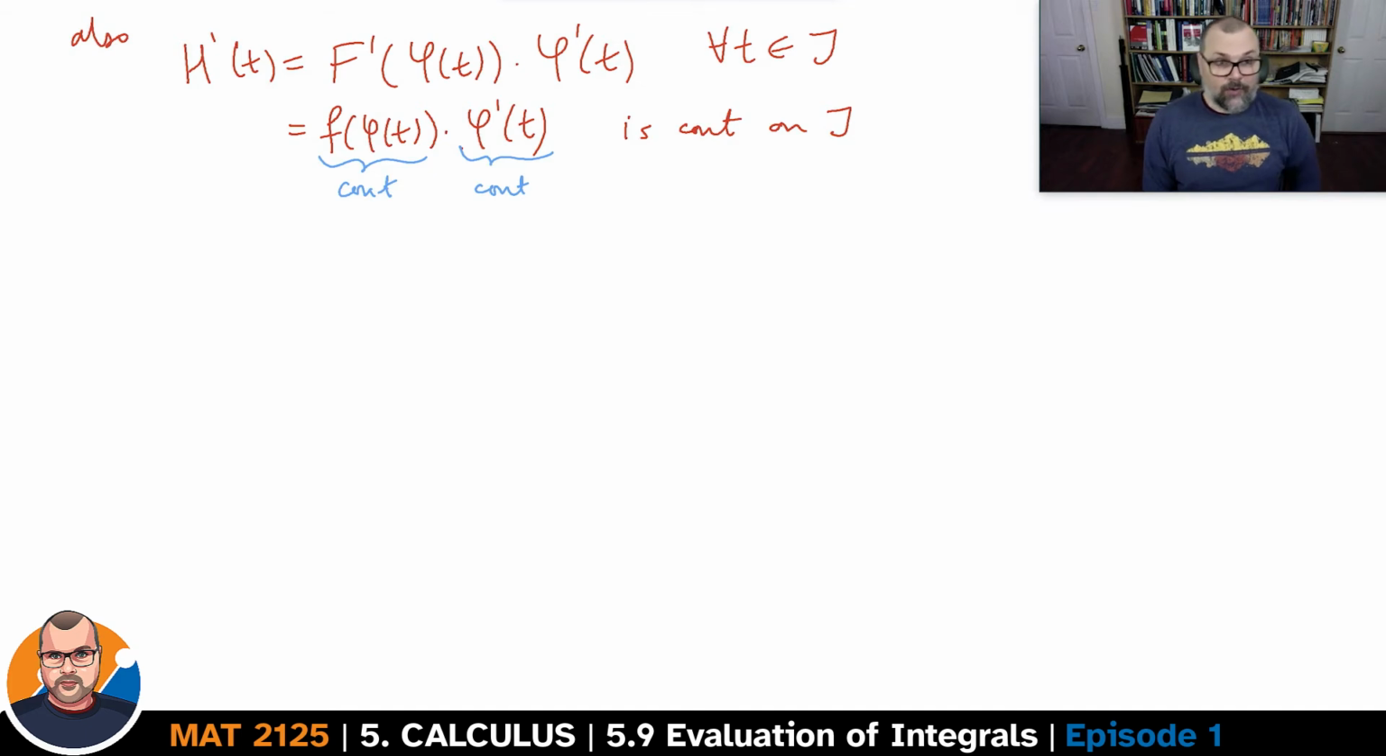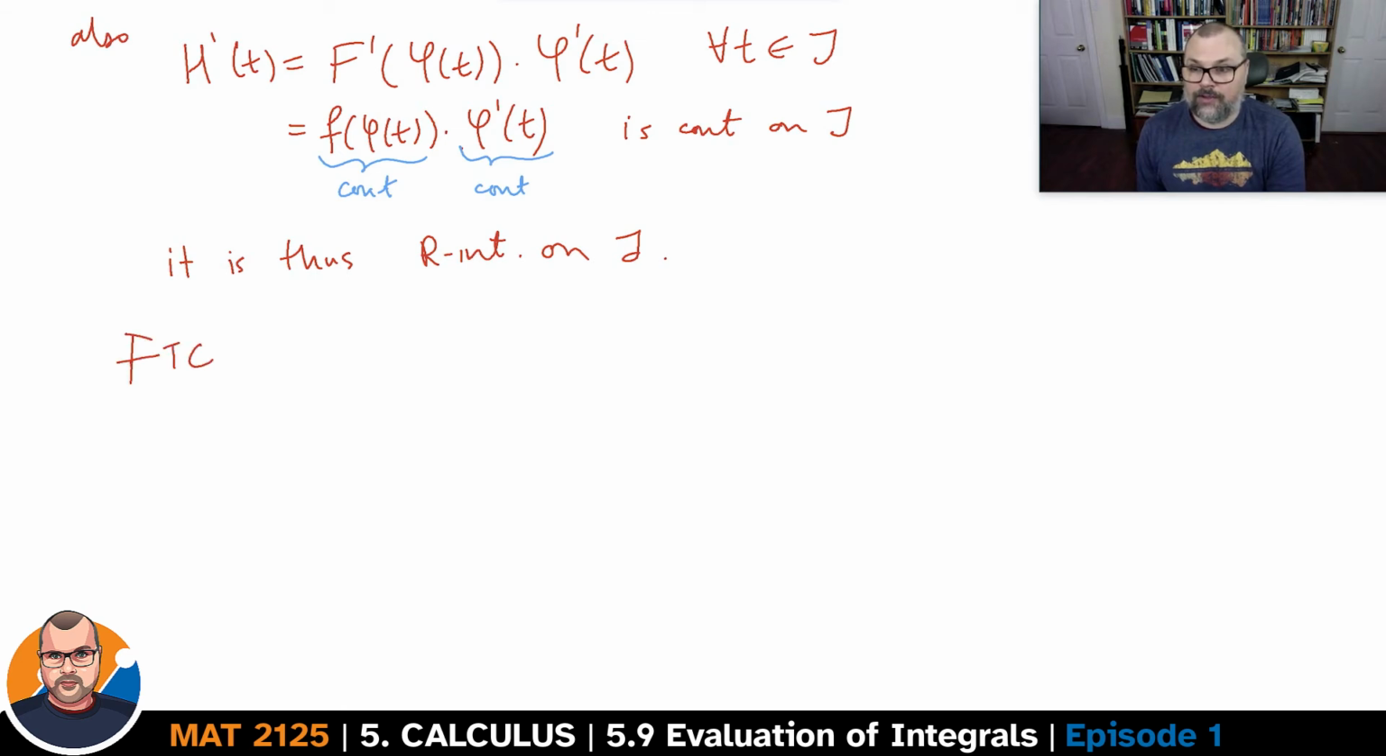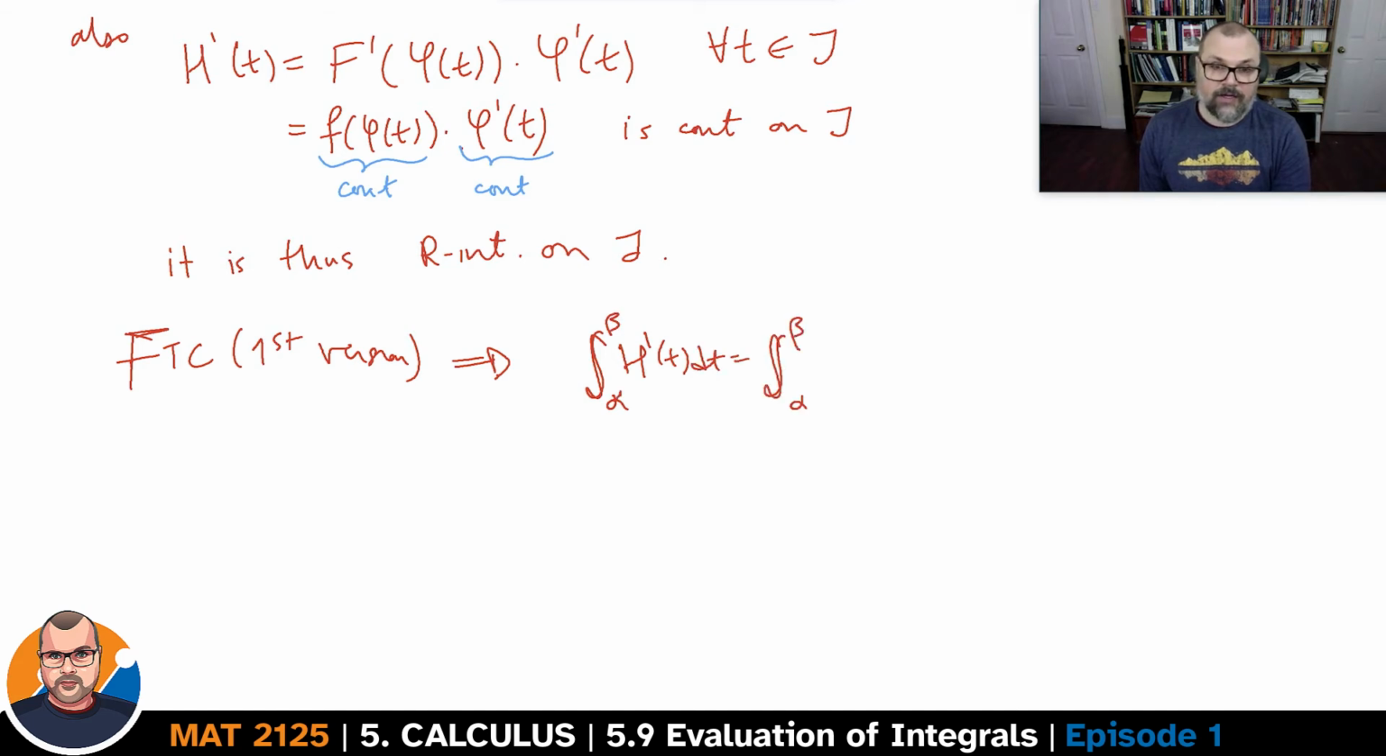It's going to be integrable as well over the interval j, because f composed with phi is continuous, thus integrable. Phi prime is integrable because its integral is phi. The product is itself integrable. So not only is it continuous, this function is also R integrable. So we use now the fundamental theorem of calculus, first version, and if we integrate this function h prime at t between alpha and beta, it will be the same as integrating f phi at t times phi prime at t between alpha and beta.